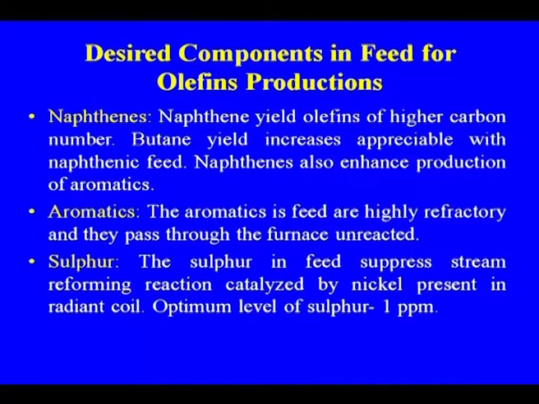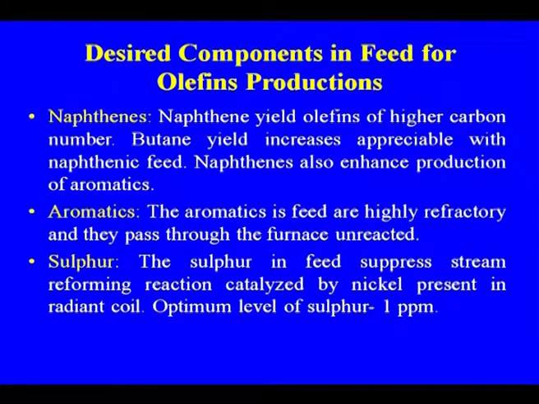The quality of the naphtha will be totally affected by the type of crude you are processing. If you use a more naphthenic crude, it yields olefins of higher carbon number, because normally in the cracker we are interested more in ethylene and propylene than in other C4, C5 gases.